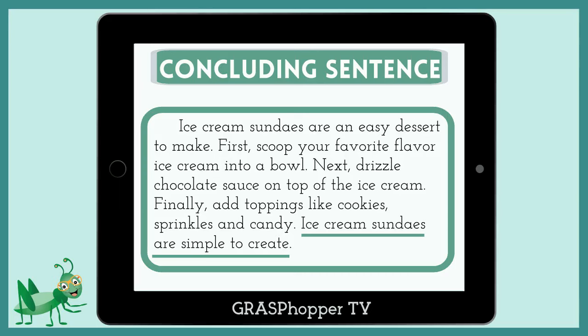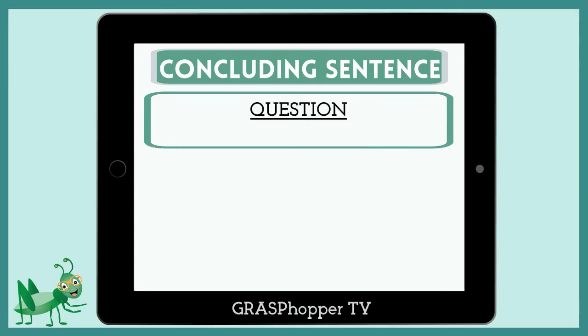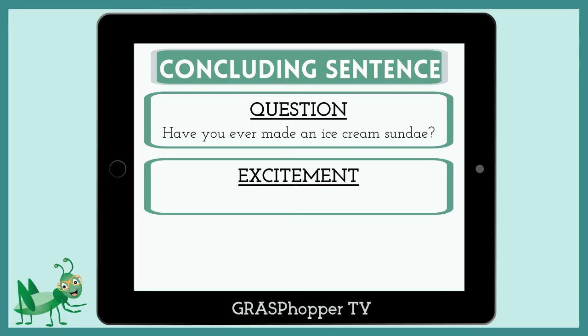Let's see how we can change our concluding sentence to a different type. First, we have a question concluding sentence. This type asks the reader a question about the topic. We can write, "Have you ever made an ice cream sundae?" Second, we have a concluding sentence with excitement. This type uses a strong emotion. For example, a concluding sentence can be, "Ice cream sundaes are the best dessert ever!"